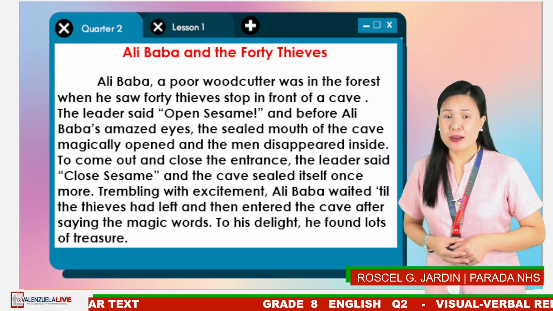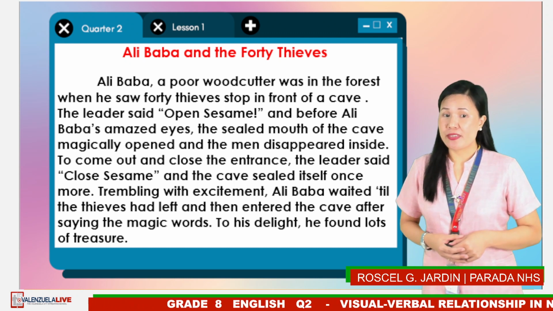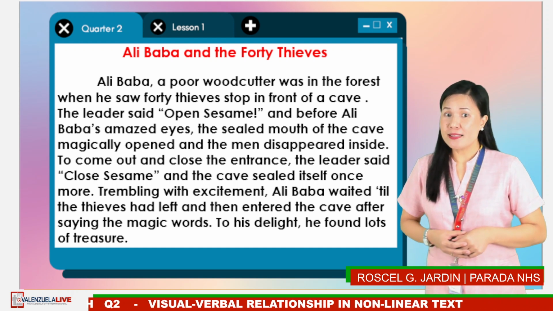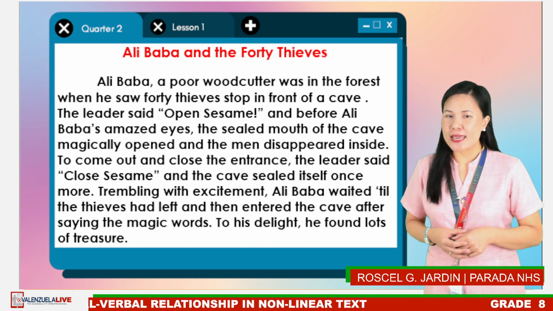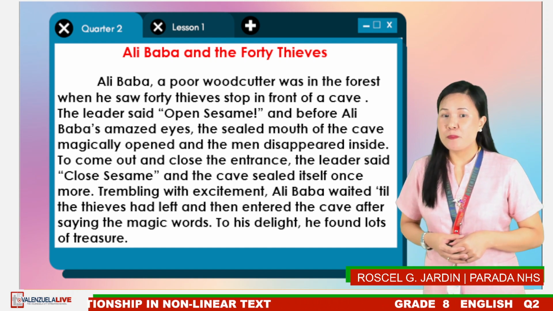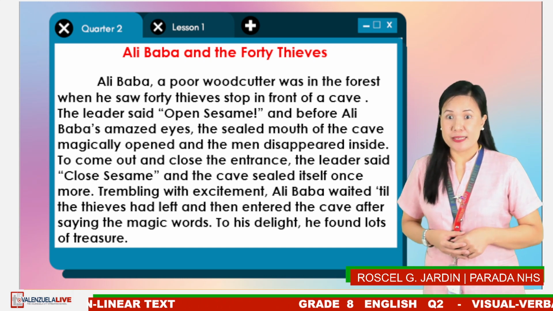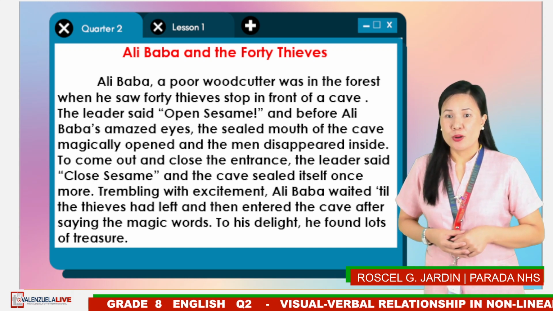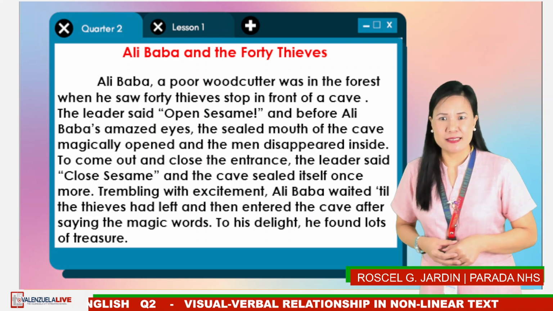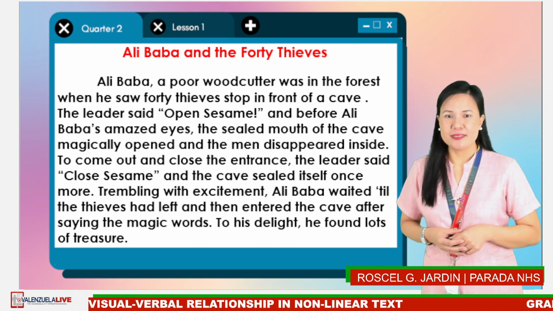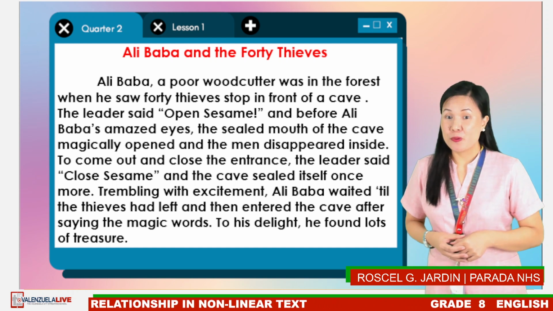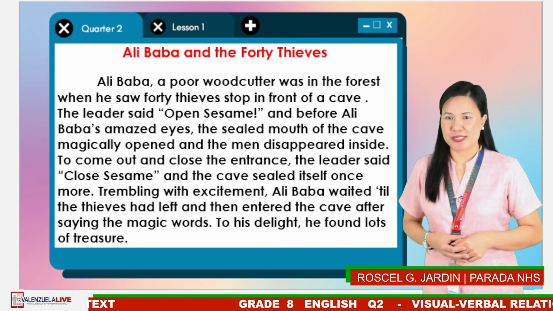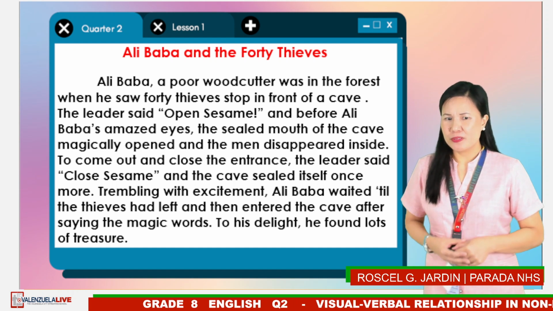Alibaba, a poor woodcutter, was in the forest when he saw 40 thieves stop in front of a cave. The leader said, "Open sesame!" And before Alibaba's amazed eyes, the sealed mouth of the cave magically opened and the men disappeared inside. To come out and close the entrance, the leader said, "Close sesame!" And the cave sealed itself at once more. Trembling with excitement, Alibaba waited till the thieves had left and then entered the cave after saying the magical words. To his delight, he found a lot of treasures.